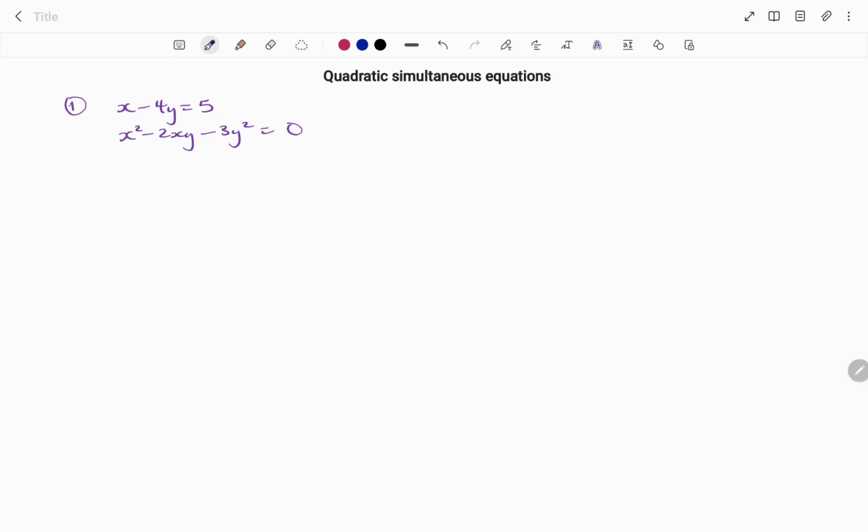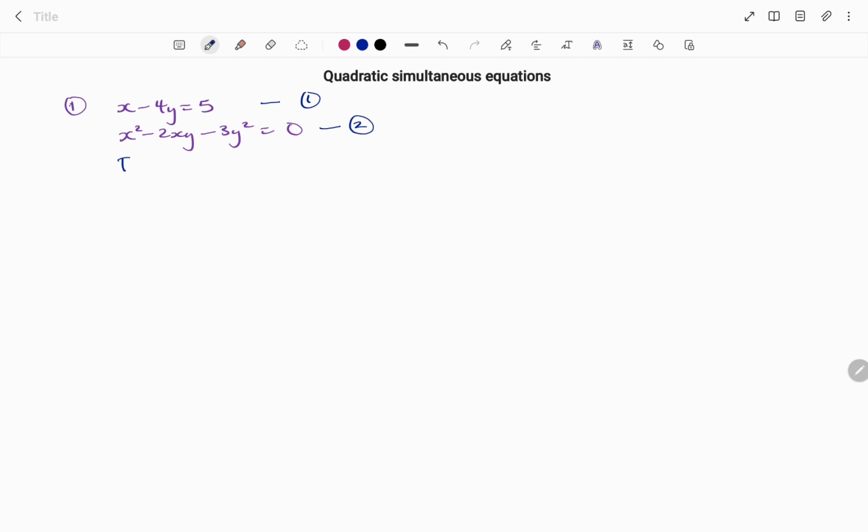In the first example, I have x minus 4y equals 5, which would be my equation 1, and x squared minus 2xy minus 3y squared equals 0. That will be my second equation.